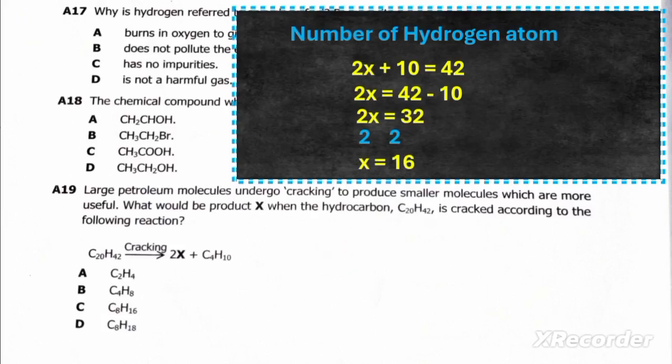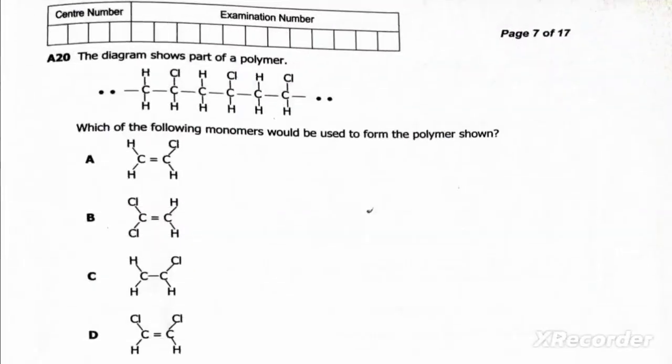So therefore, the compound that is supposed to be here should have 16 hydrogen atoms and 8 carbon atoms. So therefore, our correct answer here is C. We are done with this question. Let us move to the next question, which is question A20.